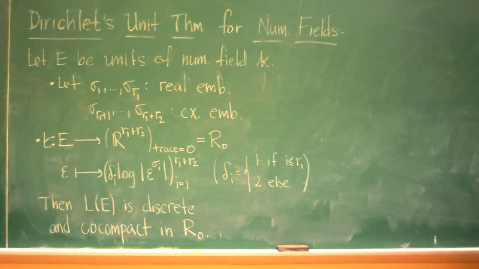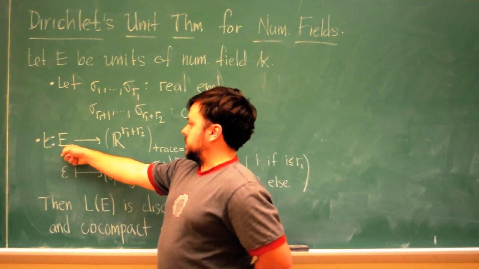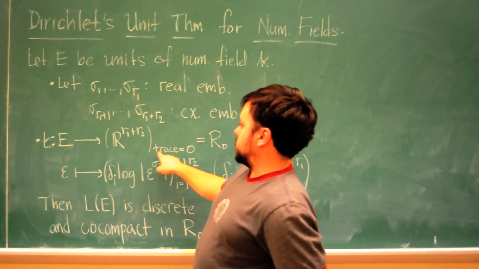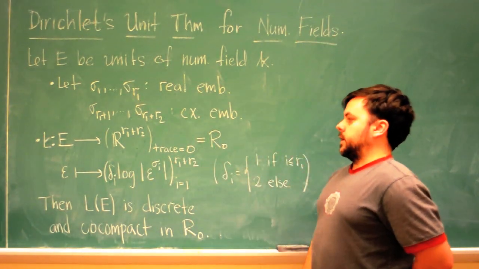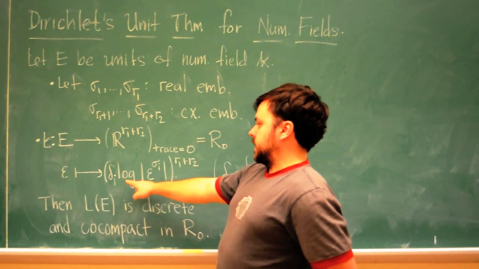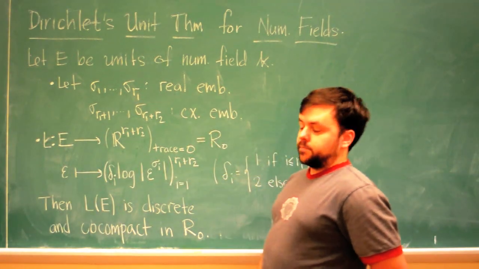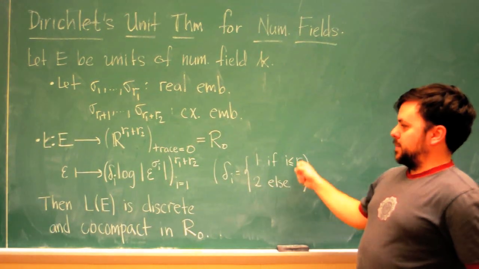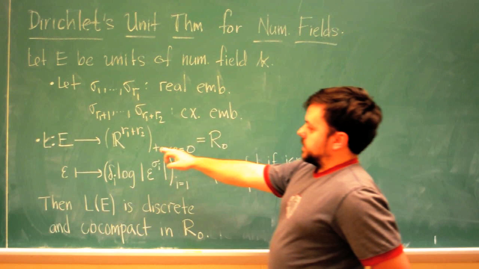So let L be the map that takes E, the units, and maps it into R to the R1 plus R2 space, the trace zero subspace actually of this. Let's call that R naught. And the way that we're going to embed this is by taking epsilon and mapping it to delta i times the natural log of the absolute value of epsilon to the sigma i. And delta i is going to be either 1 or 2, depending upon whether this was a real or complex embedding. So you might wonder, why is this embedding into the trace zero space?